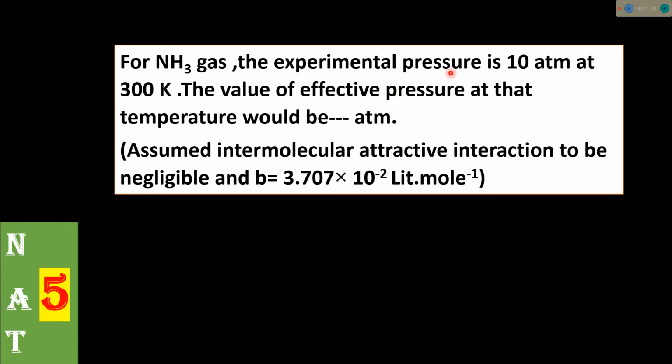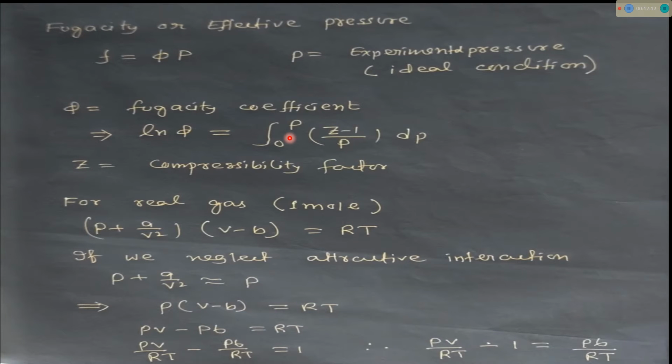So in this case, we will see what the expression of fugacity is. One assumption is that intermolecular attractive interactions are negligible, and the value of B is given. So let's discuss some basic expressions regarding fugacity, then we will solve the questions. Fugacity, or effective pressure, we can write F equal to phi into P.